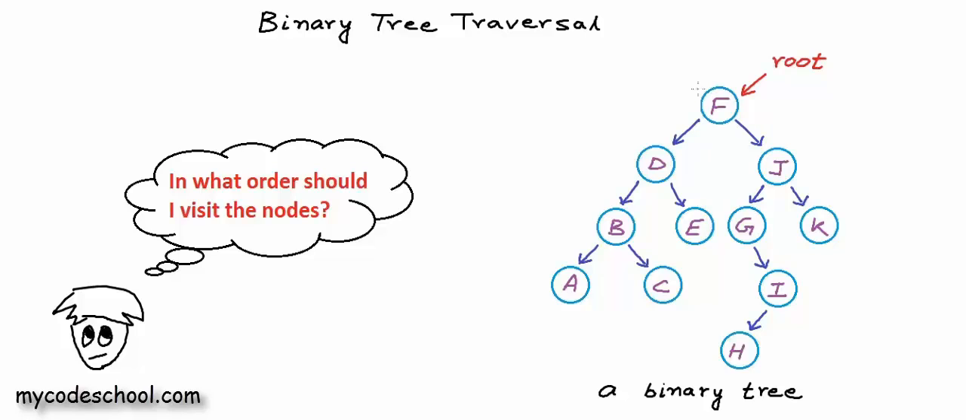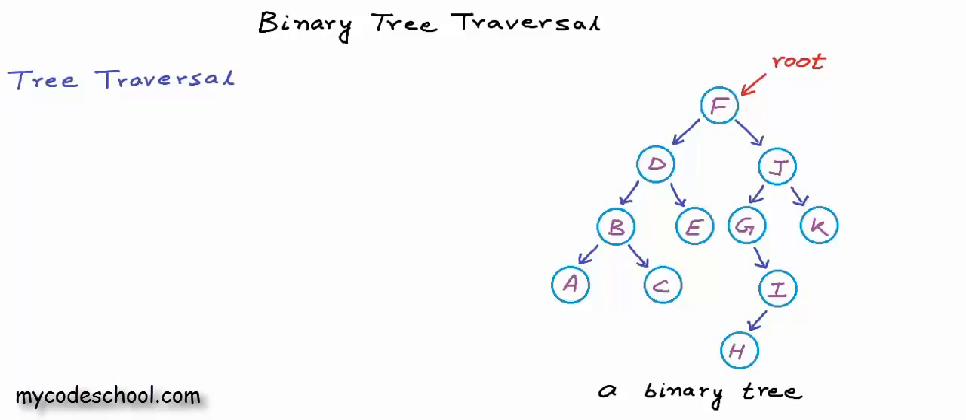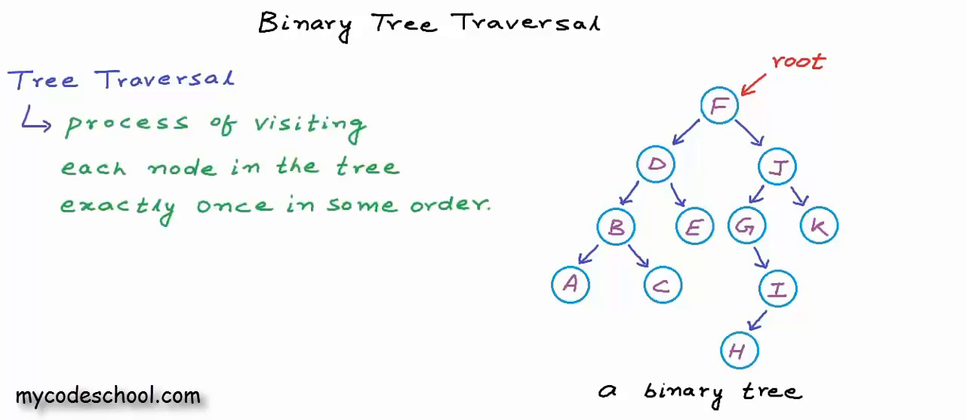In this binary tree, for example, if we start with a pointer at the root node, then we have two possible directions. From F, we can either go left to D or we can go right to J. And of course, if we go in one direction, then we will somehow have to come back and go into the other direction later. So tree traversal is not so straightforward, and what we are going to discuss in this lesson is algorithms for tree traversal. Tree traversal can formally be defined as the process of visiting each node in the tree exactly once in some order.